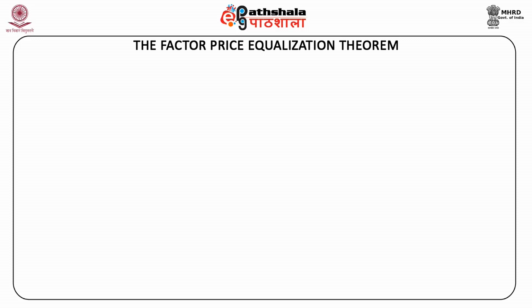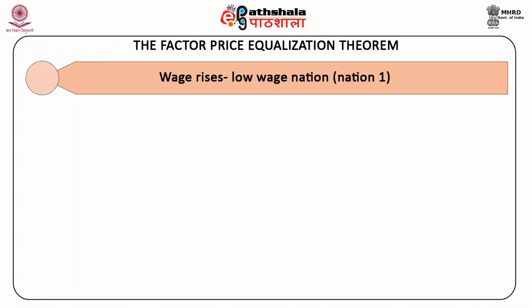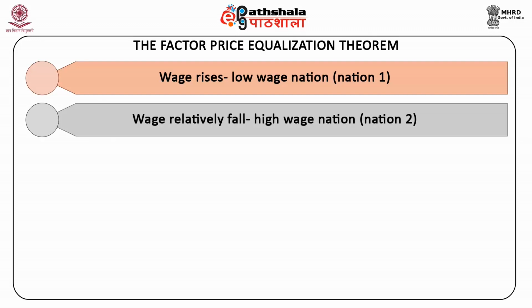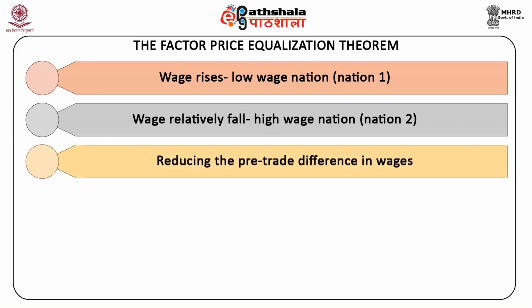International trade will cause wages to rise in Nation 1, the relatively low wage nation, and to fall in Nation 2, the relatively high wage nation, thus reducing the pre-trade difference in wages between the two nations.